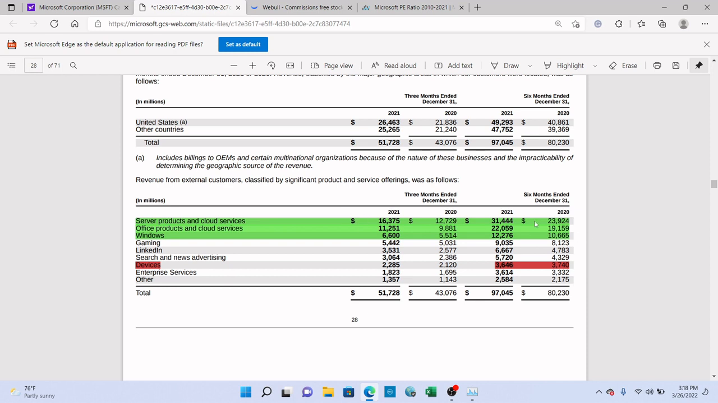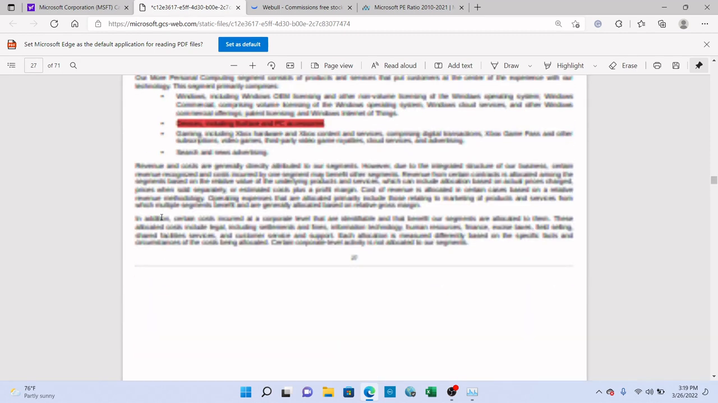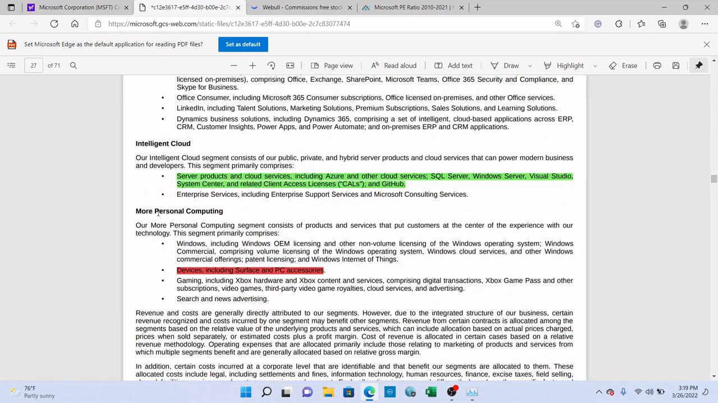So we could see some significant increases in their server products and cloud services. Here we go from 24 billion to 31 billion. We're not seeing as much in these other segments, but I do want to note that devices is actually decreasing. If we want to learn a little bit more about what each of these line items are, we can scroll up and go to this page right here. It's on page 27. They talk more about these individual line items.